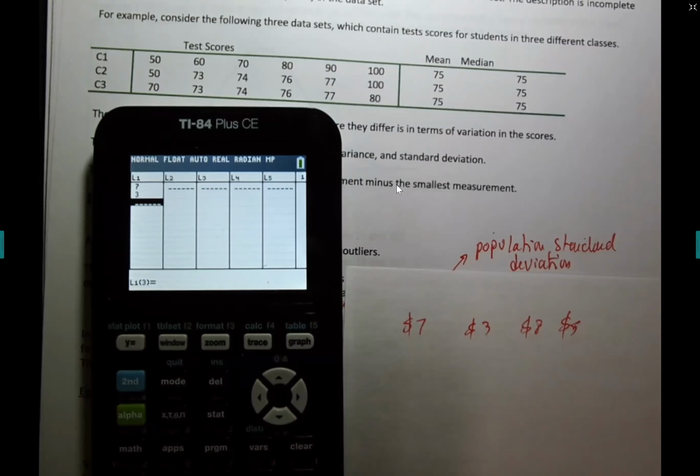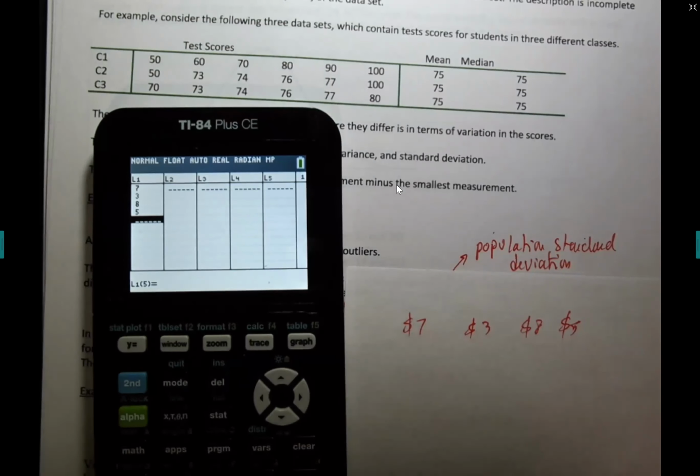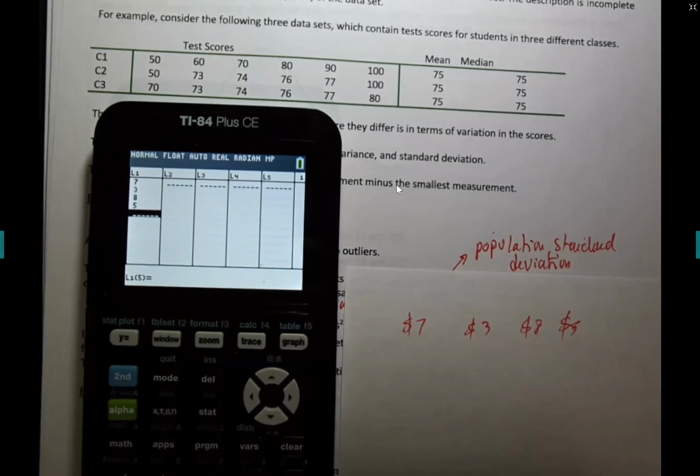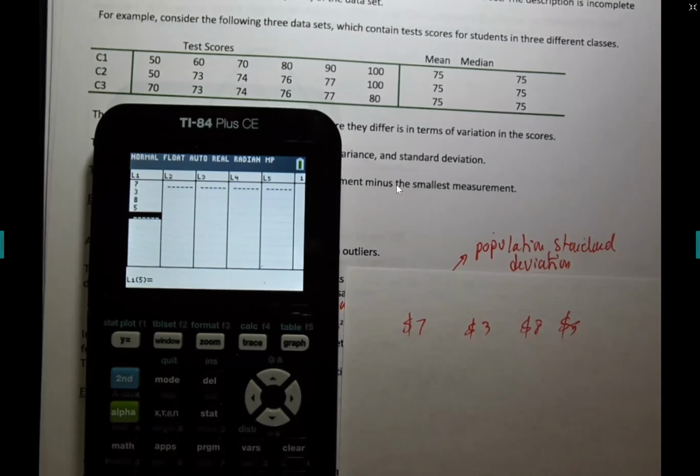7, 3, 8, 5. Any guess? What do you think the standard deviation is going to be? Give me a guess. Let me tell you what the average is. 7 plus 3, 10, plus 8, 18, plus 5, 23. And if you divide it by 4, it's going to be about $5.60. So what do you think the standard deviation is going to be, around how much?